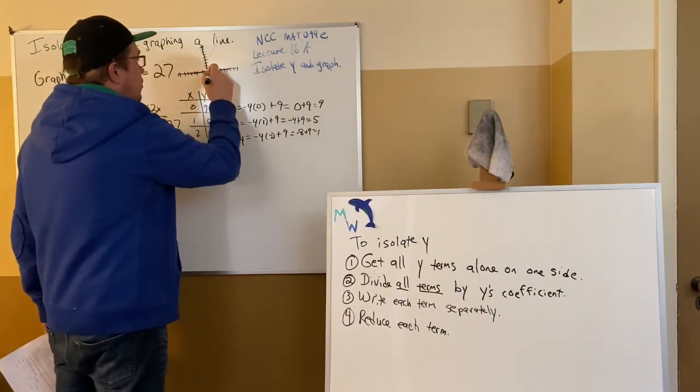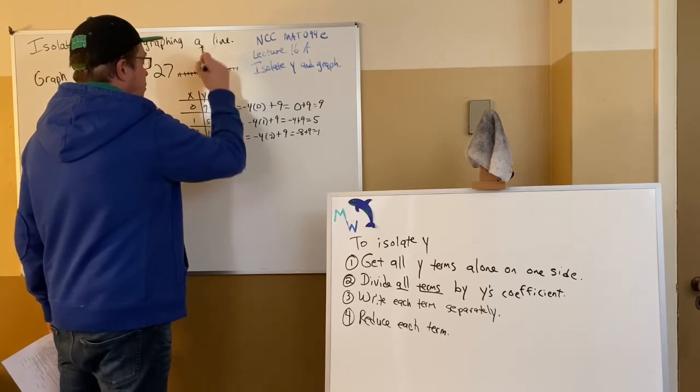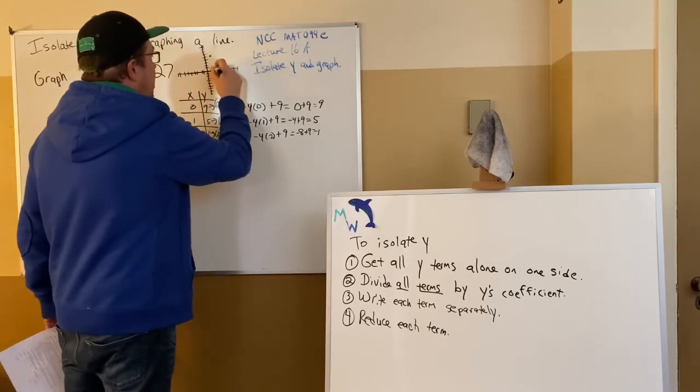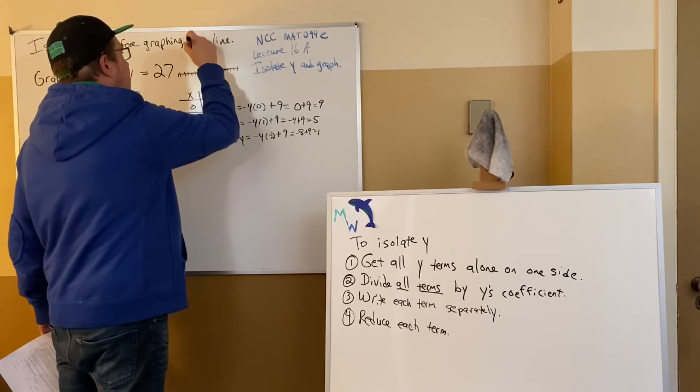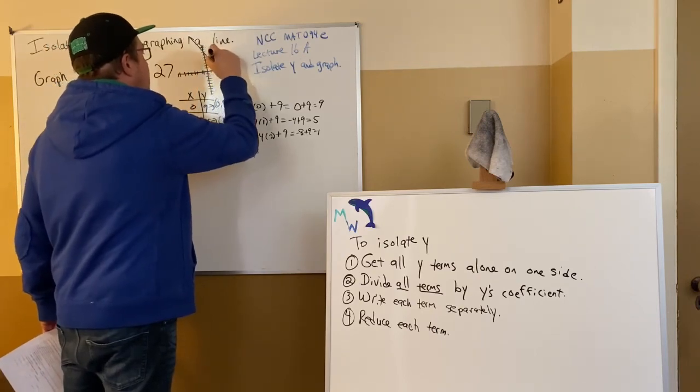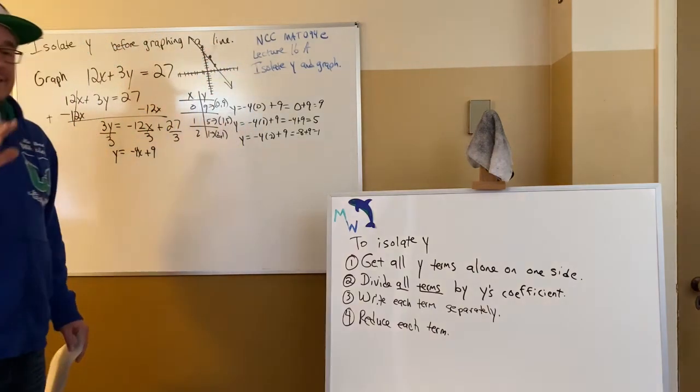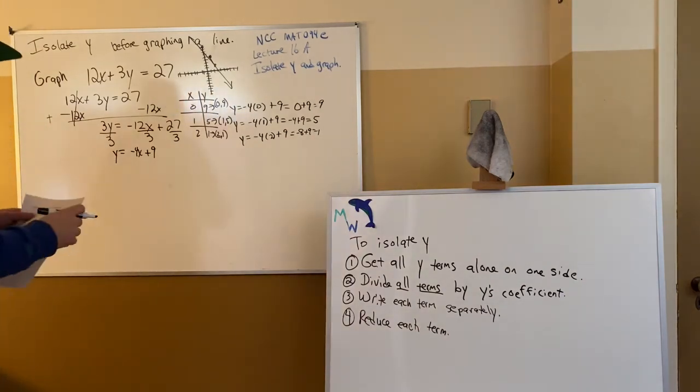1, 5, 1 to the right, 1, 2, 3, 4, 5, that one was correct. And 2, 1, 2 to the right and 1 up, and that's like that. We're gonna get a line, looks something along the lines of this. The key to this new stuff is isolating y.